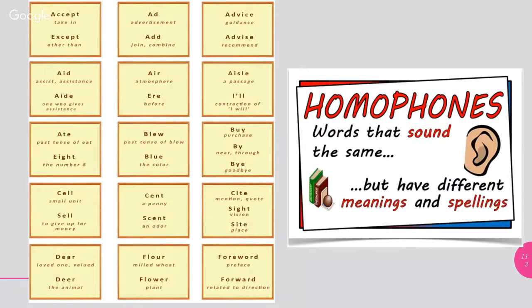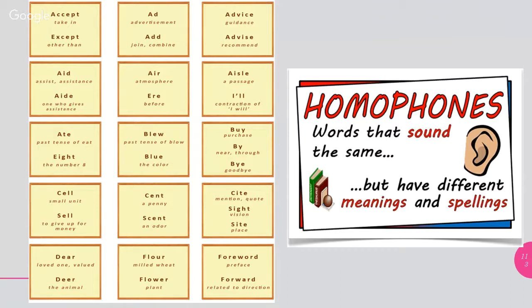Accept, except. Aid, aide. See, accept means to take in. Except means other than. Aid, assist or assistance. Aide, means one who gives assistance. The person who gives assistance is also an aide. Aide to the governor.